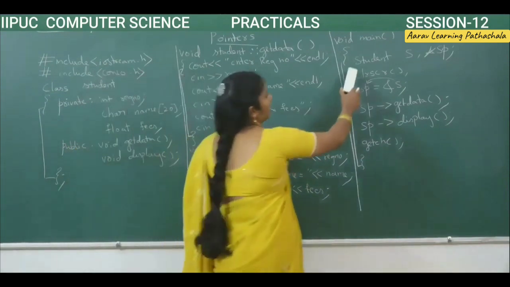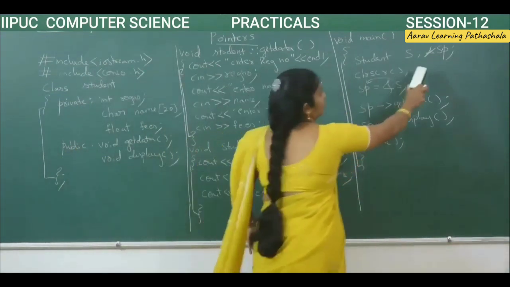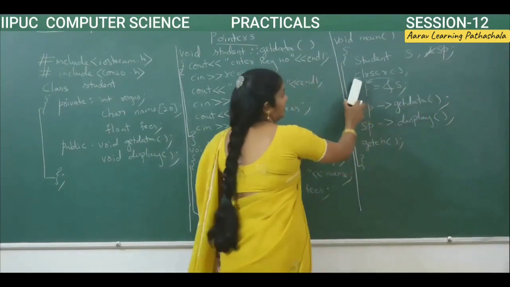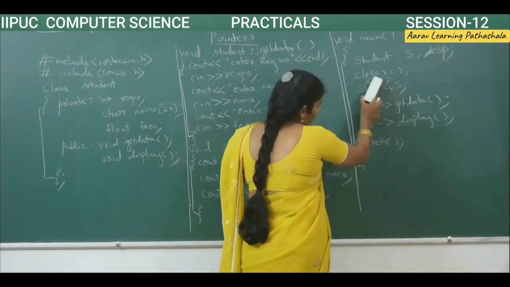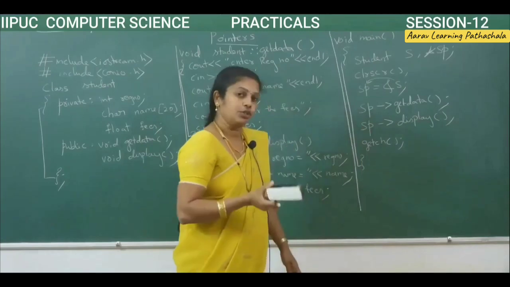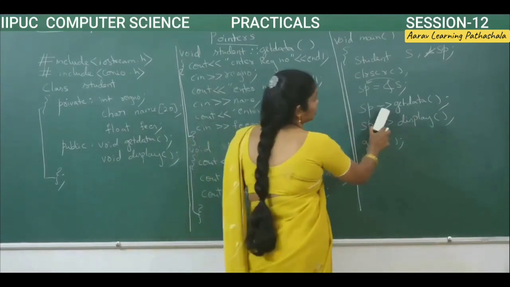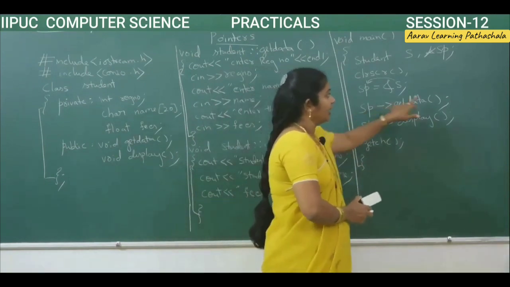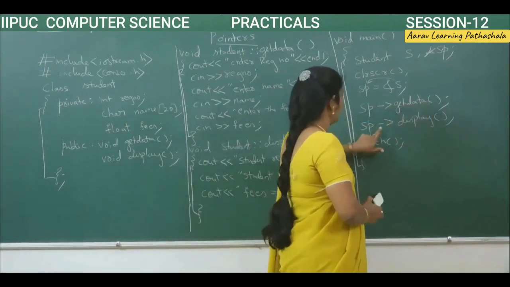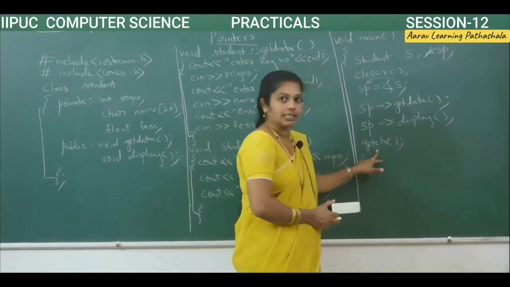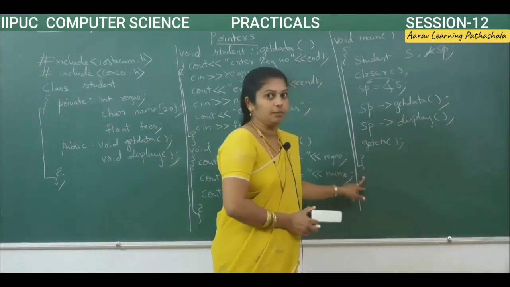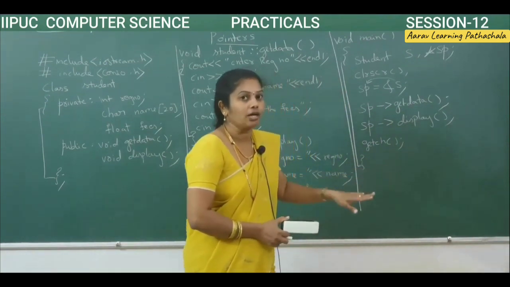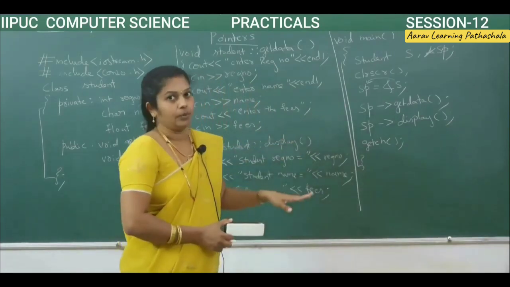In the main program create an object and a pointer to object. Then clear screen, the address of the object is transferred to the pointer, then call the functions with the arrow operator, that is sp arrow get data function, sp arrow display function, then getch, then close the main program. This is regarding your pointer program.